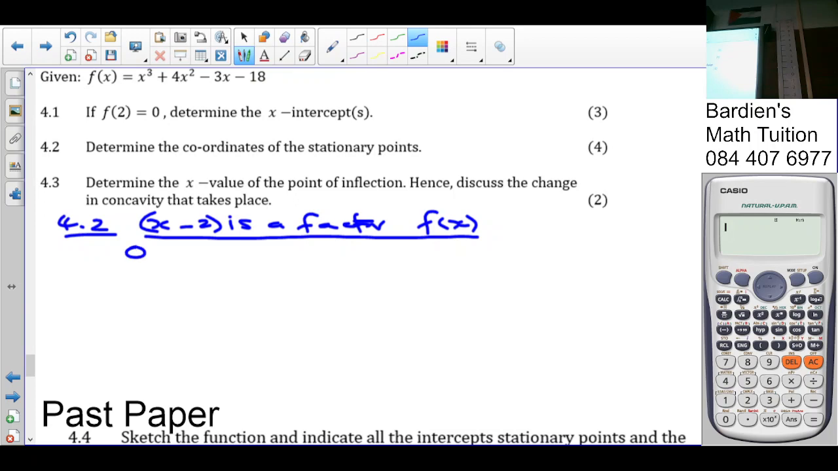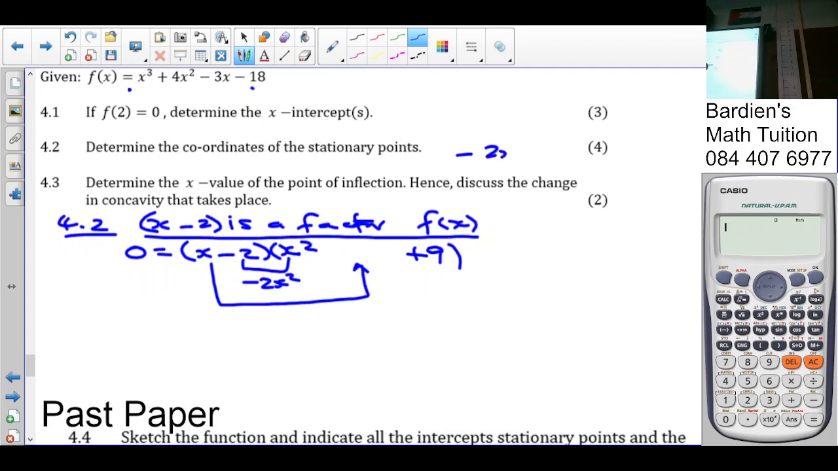Which means to say 0 is equal to, for the x-intercept, let y equal to 0, x minus 2 into. You get x cubed, x times x squared is x cubed, negative 2 times what is negative 18? It's positive 9. Alright, so that's going to give us negative 2x squared. What must be added to negative 2x squared to get an answer of 4x squared? So what must be added? 6x squared. So 6x squared divided by x is positive 6x.